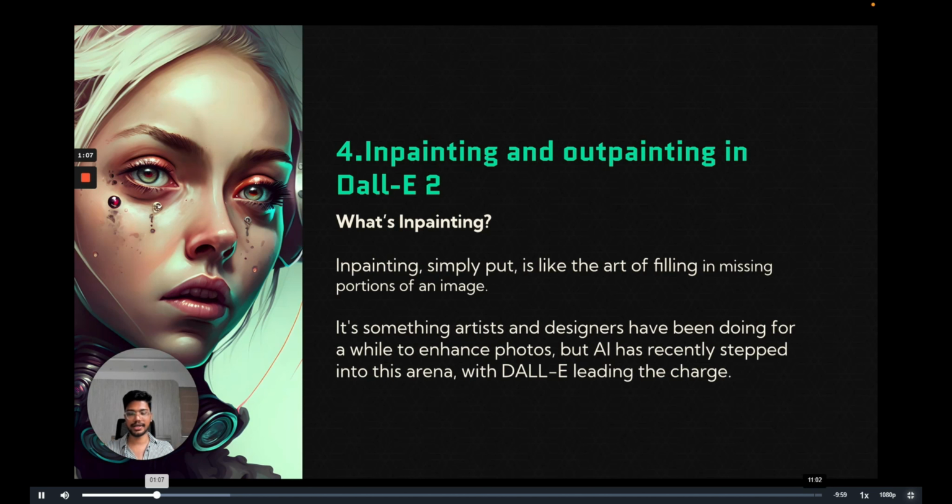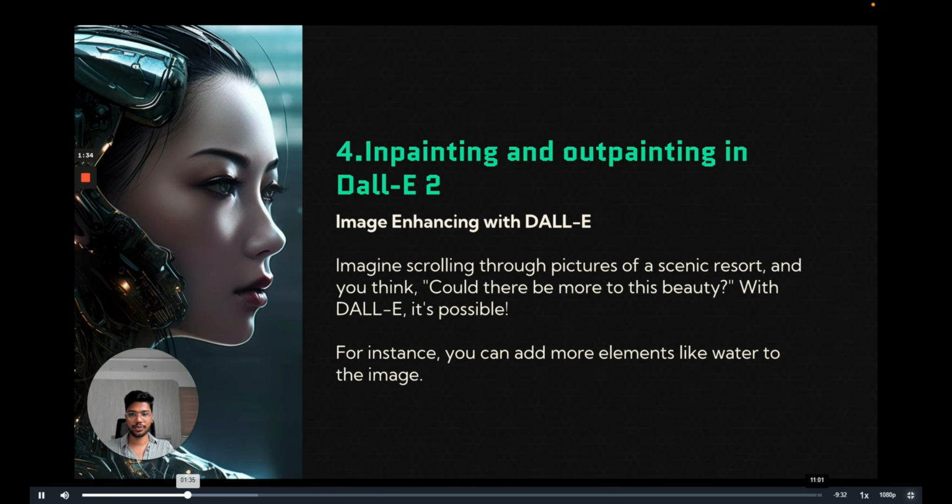So, what is in-painting? In-painting is simply the art of filling in missing portions of an image. It's something artists and designers have been doing for a while to enhance the photo quality or creativity in pictures. But AI has recently stepped in and changed the whole landscape by automating that unproductive way of doing it manually. And DALL-E is leading the change. So let's talk about image enhancing with Dall-E.